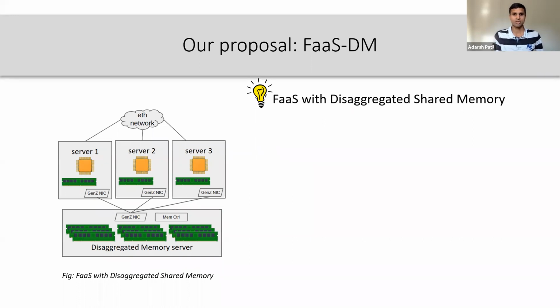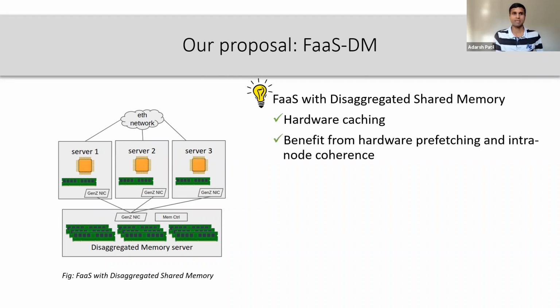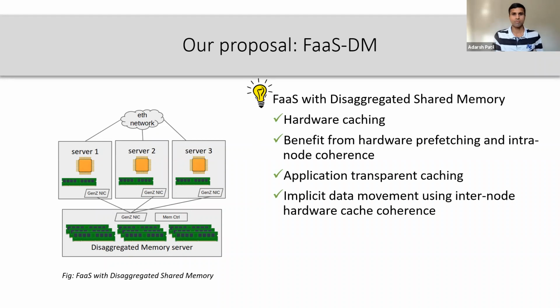Our proposed architecture achieves several benefits. It can use the low latency hardware caches present on the servers to exploit locality in the accessed data, as well as benefit from the existing hardware techniques like prefetching. It provides application transparent caching without the need for caching libraries or distributed key-value caches. It provides implicit data movement using internode cache coherence protocol.